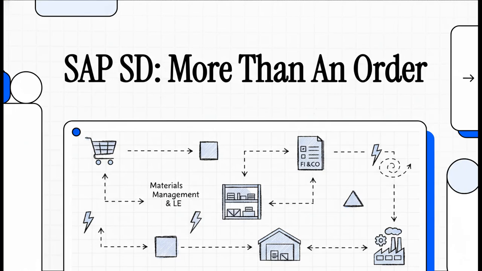All right, so if you're in the SAP SD world, you can probably create a sales order in your sleep, right? But what about what happens after you hit that save button? That's where the real magic is. To really level up, to start thinking like a solution architect, you've got to understand those hidden connections. And today, that's exactly what we're going to do. We're going to map out the entire system.